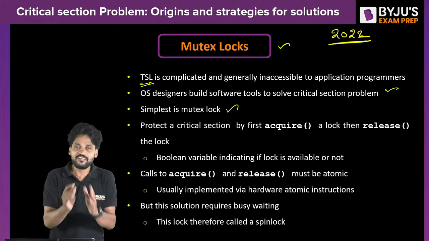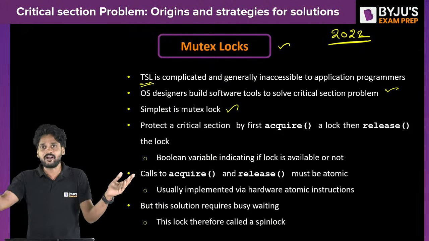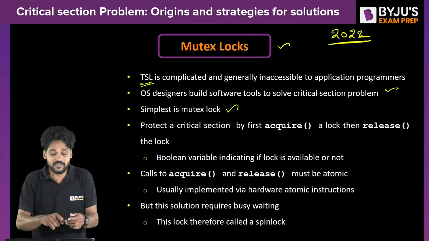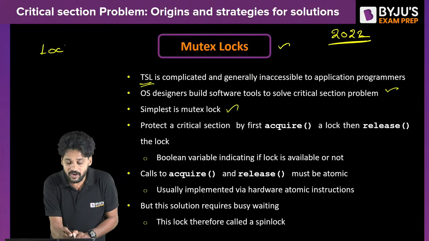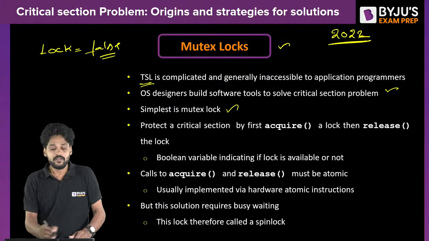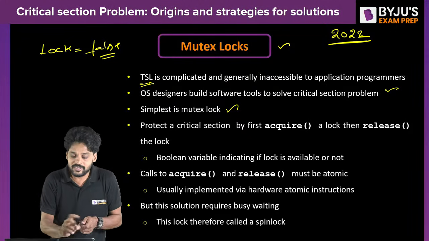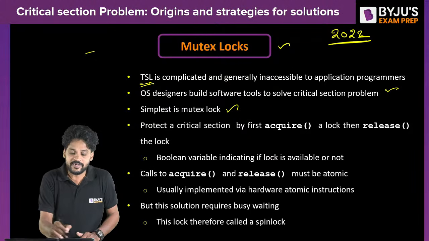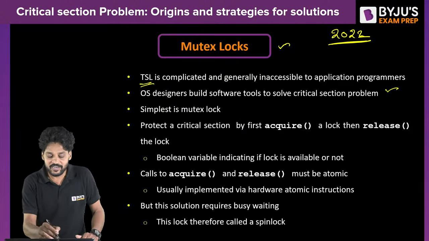Okay. Now the difference between the hardware lock and the operating system's lock is, stay focused, if the hardware lock is false, then that means the lock is available. Here in this case, the scenario is slightly different. What is the scenario? Let us understand.